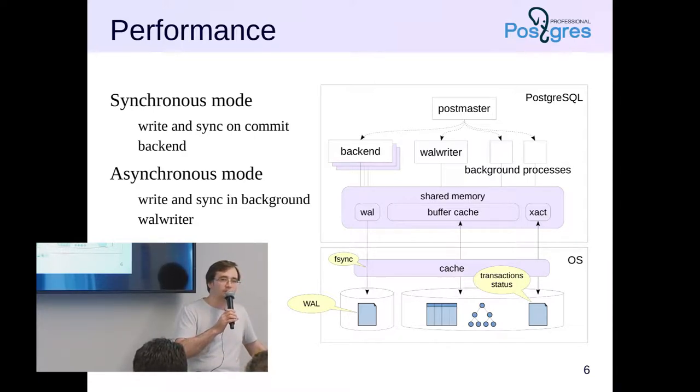If you use asynchronous mode, WAL records are written by the WAL writer process. It is one of the background processes used in Postgres. If you use synchronous mode, records are written by the backend which issues the commit command.